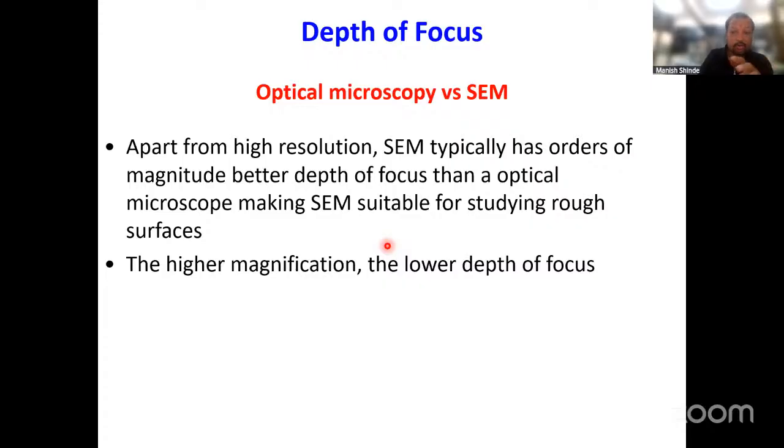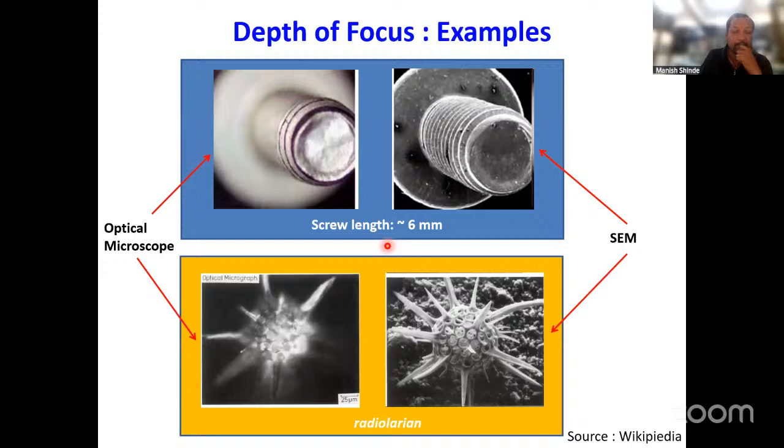Okay, I'll show you some of the examples, then you will understand the concept. So this is one example of a screw. Length of that screw is around 6 mm.